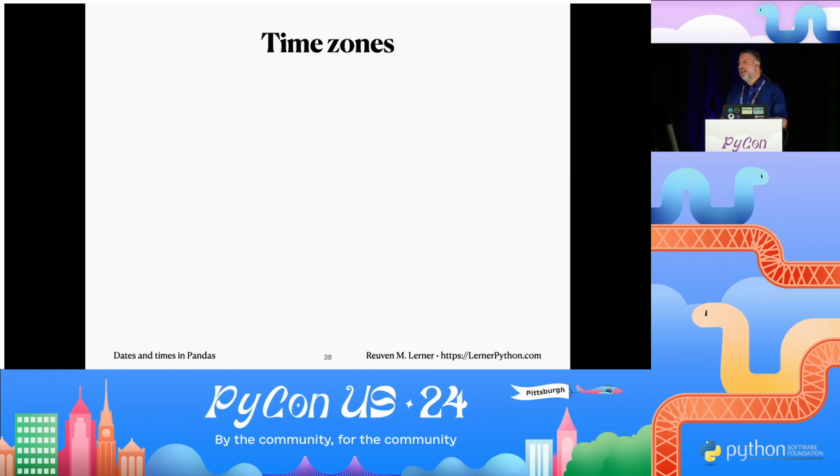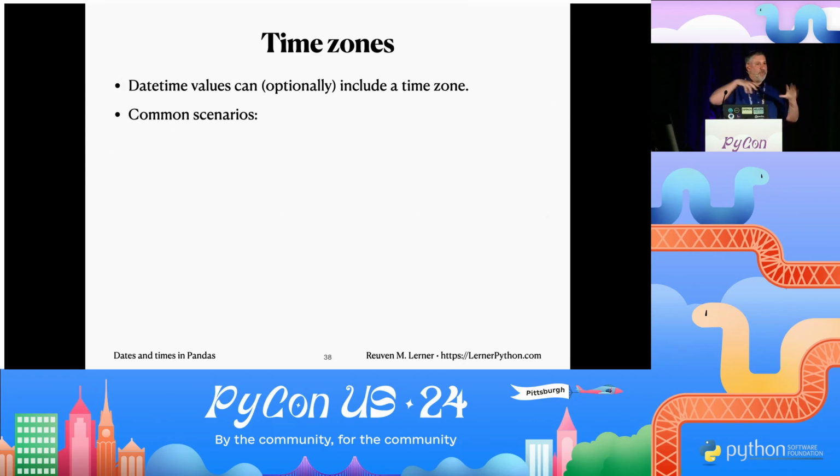All right, here's another fun thing to deal with: time. And by fun, I mean, oh my God, it's so awful: time zones. Datetime values can optionally include a time zone. So there are a whole bunch of scenarios, because we have our data that we're reading in, and then we have the values that we actually want. So what can come up?